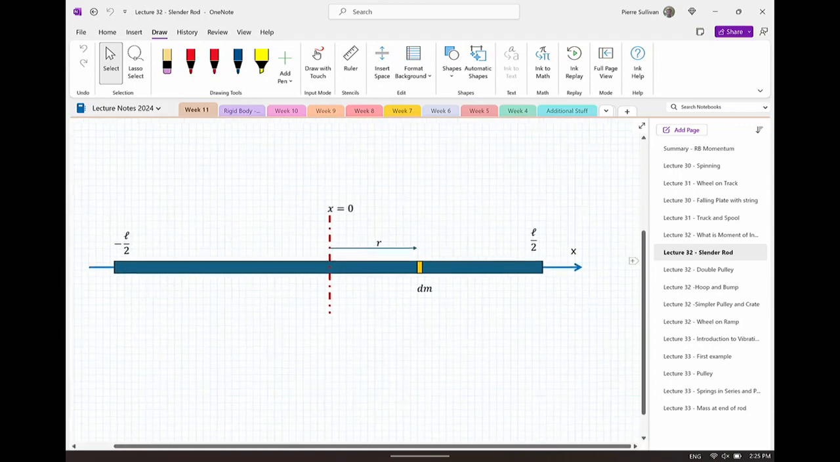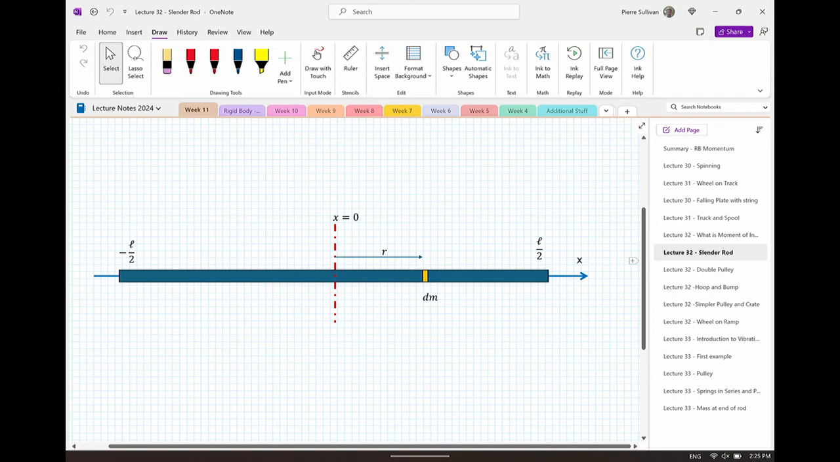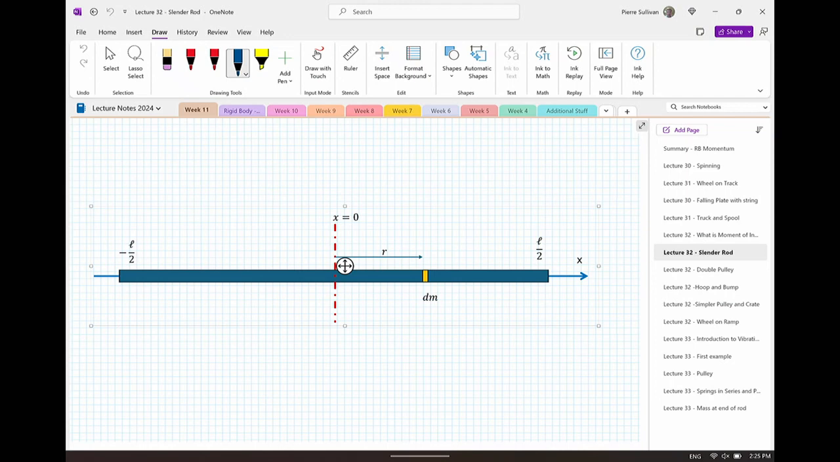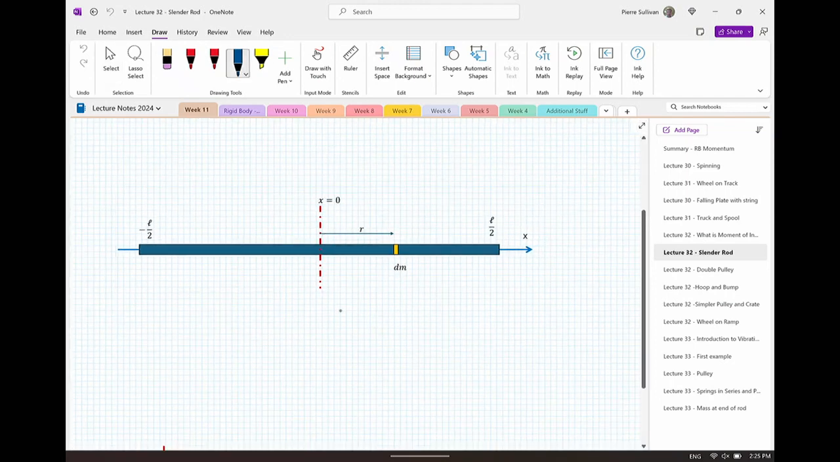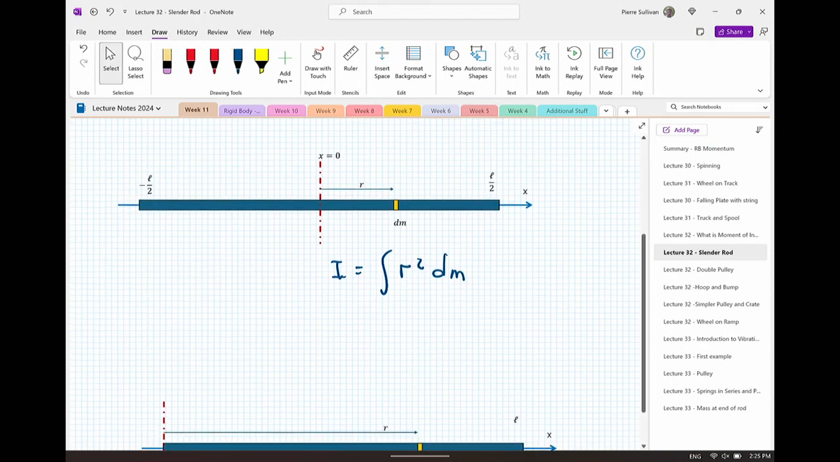All right. So another thing is, can you derive all of this stuff straight from first principles? Yes, you can derive it all from first principles. Here's a long, slender rod, and I have defined the origin at the center of mass, and the center of mass is given by that dashed red line. I is equal to the integral of r squared dm over the whole thing.